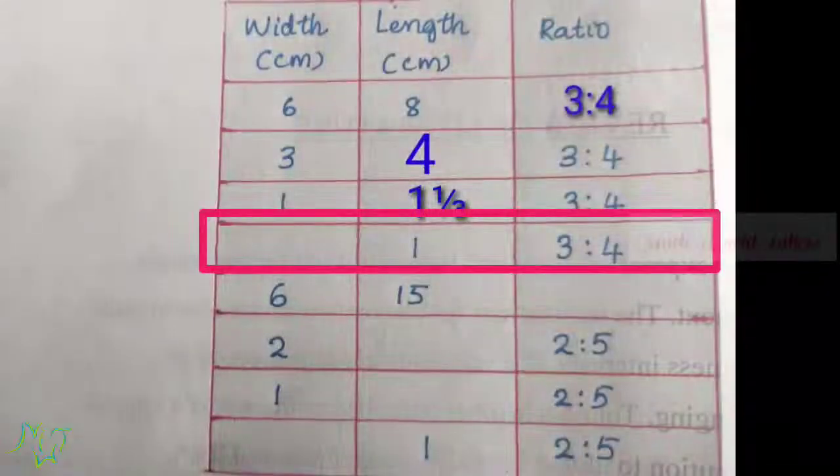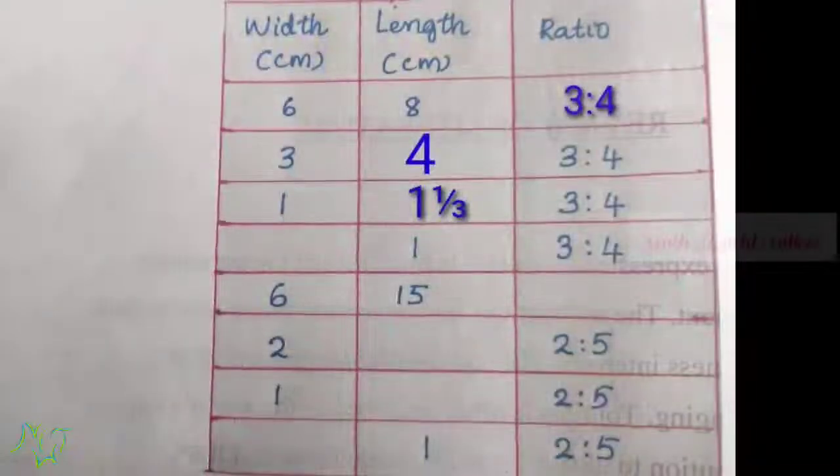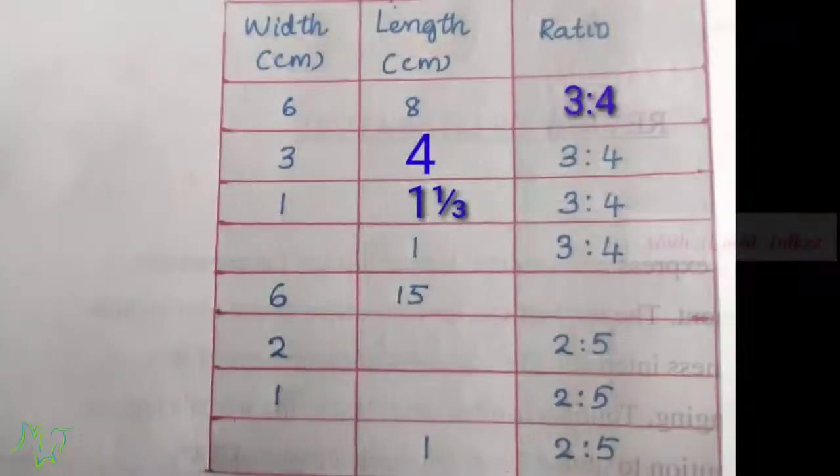What about the fourth row? Width is missing. Actual length given is 1 centimeter. In the ratio we can see for length the number is 4. So how we get that actual length from the ratio? That is, we want to divide 4 by 4. 4 by 4 is 1. So to get width we must divide 3 with 4. So the actual width in centimeter is 3 by 4 centimeter.